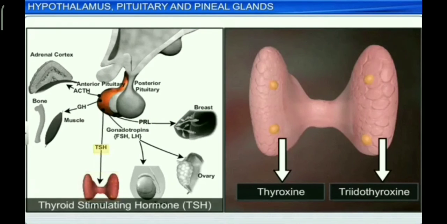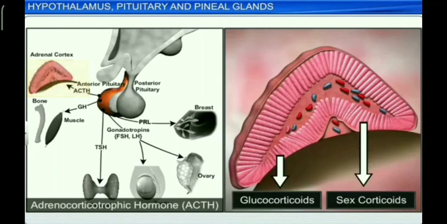Thyrotropin or thyroid stimulating hormone or TSH. Its main action is to stimulate the thyroid gland secretion of the hormone thyroxine. It means it stimulates thyroid gland to secrete a hormone called thyroxine.